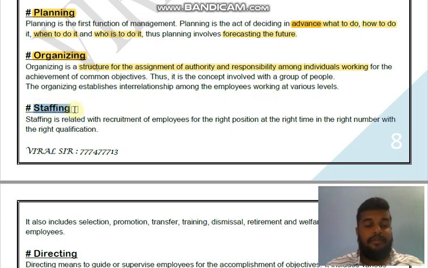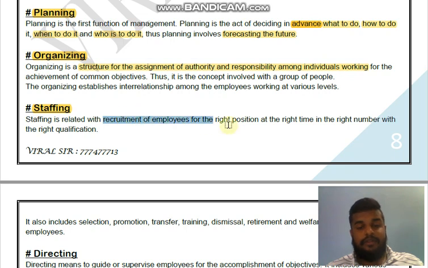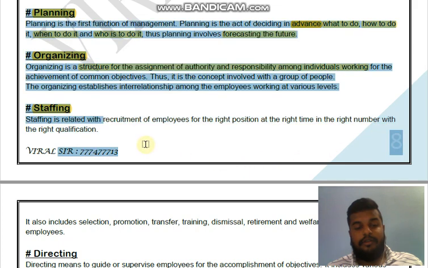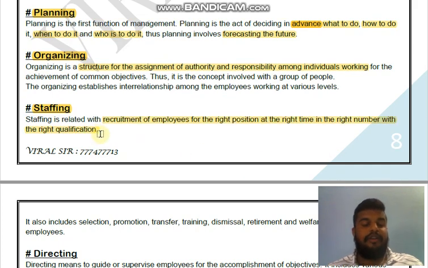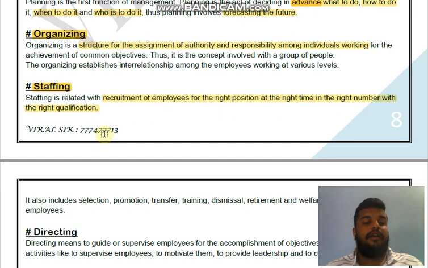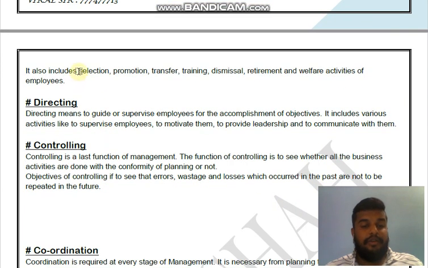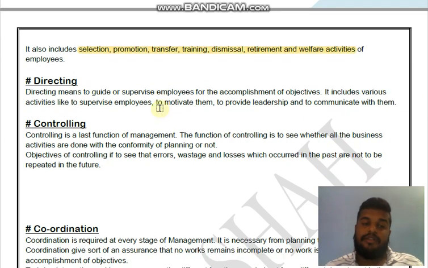Then comes staffing. Staffing is related with recruitment of employees for the right position, at the right time, in the right number, and with the right qualification. It includes selection, promotion, transfer, training, dismissal, retirement, and welfare activities of employees.